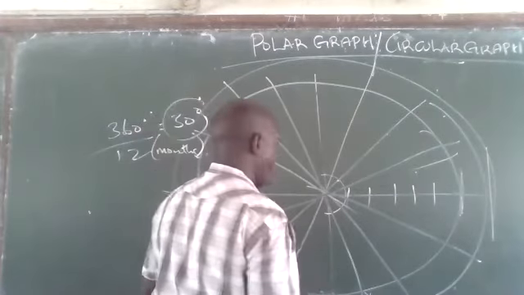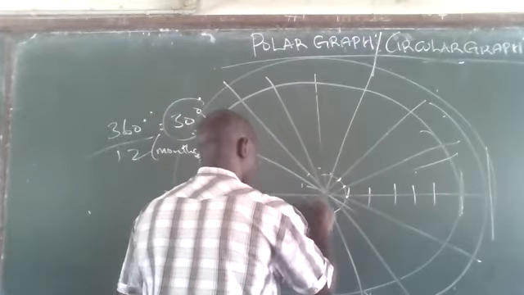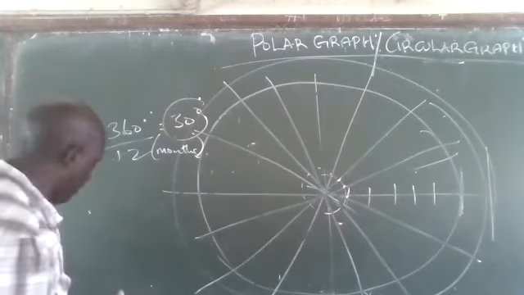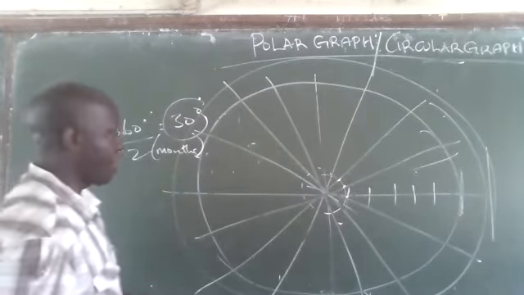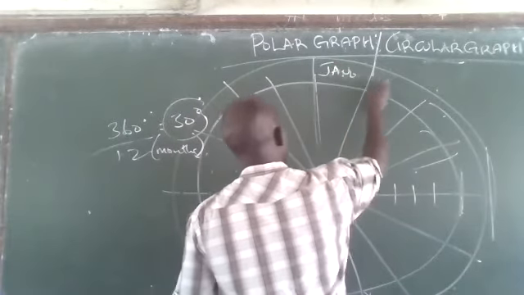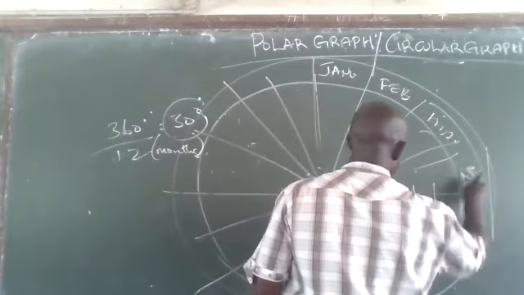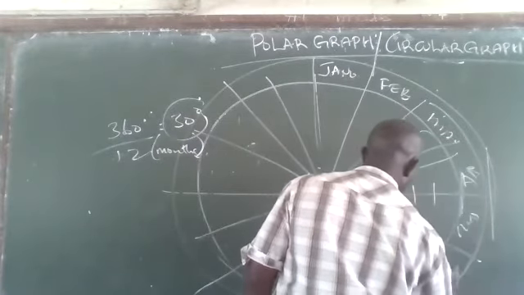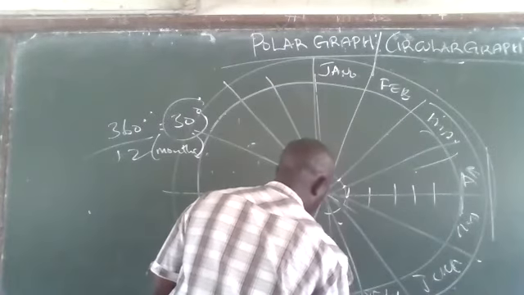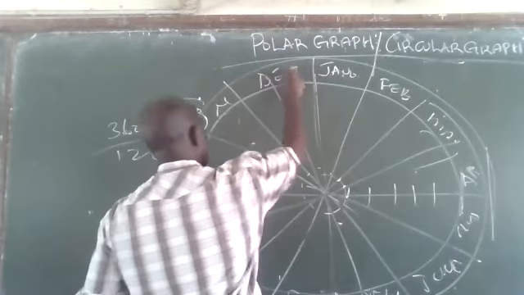As we make use of the protractor, 30 degrees, 30 degrees, 30 degrees. Finally, you turn the protractor to the other side, then you come up with the uniformity of the right size of those 12 portions that we shall then use for every month. As usual, we have January, then February, March, April, May, June, July, August, September, October, November, and lastly December.